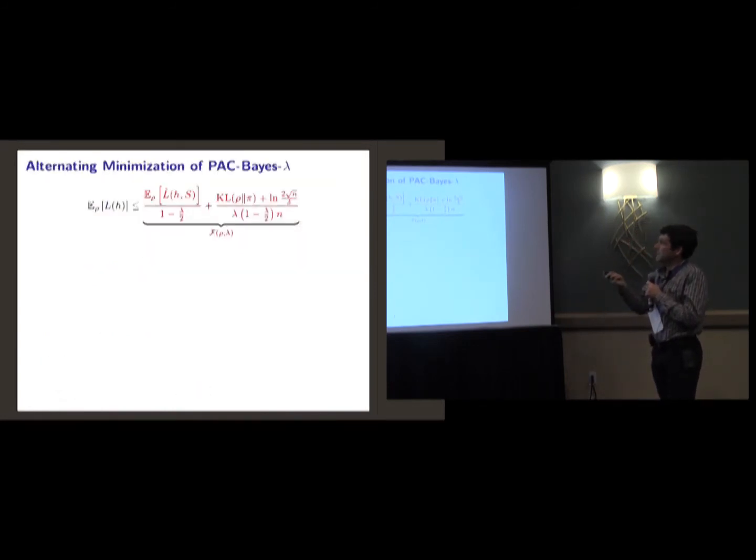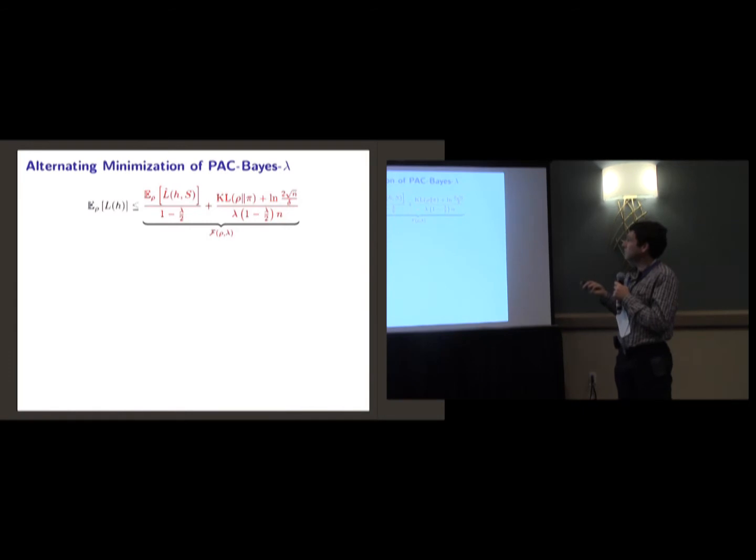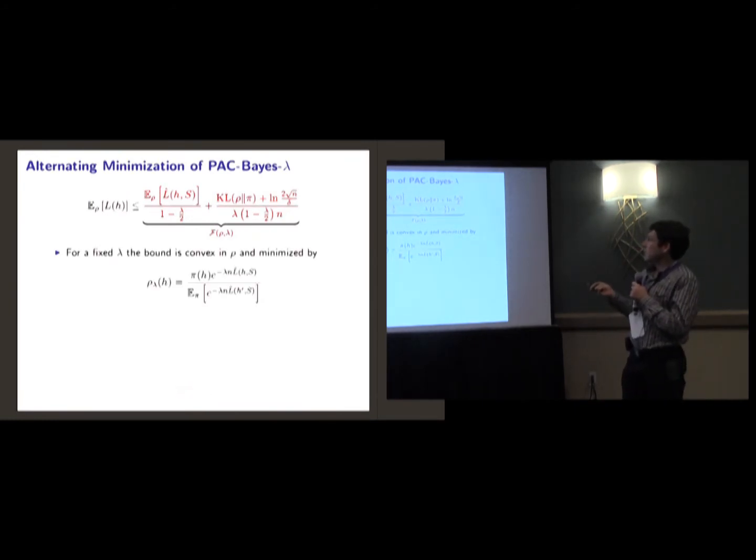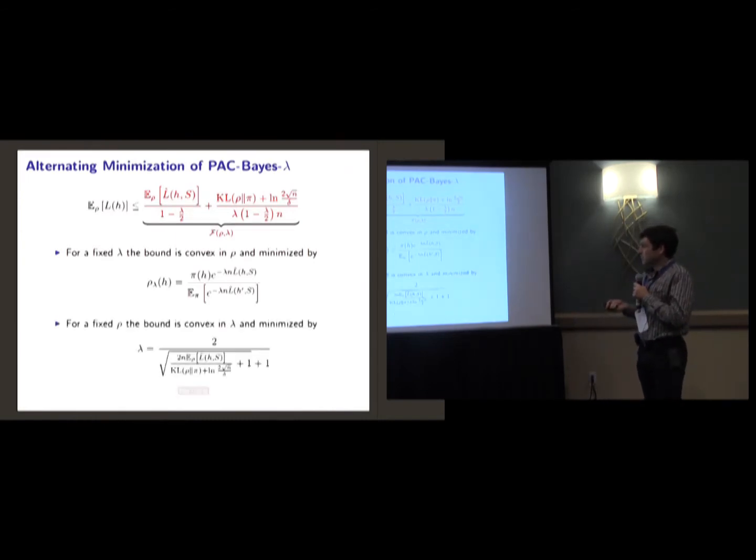Now the nice point about this form of the bound, and we will denote by f of rho, lambda the right-hand side of the bound: for a fixed lambda, this bound is convex in the posterior distribution rho. And this is quite easy to see. The expectation is linear in rho. The Kullback-Leibler divergence is convex in rho. So if we fix lambda, this bound is convex in rho. For a fixed rho, this bound is actually convex in the parameter lambda, and it's minimized by this lambda.